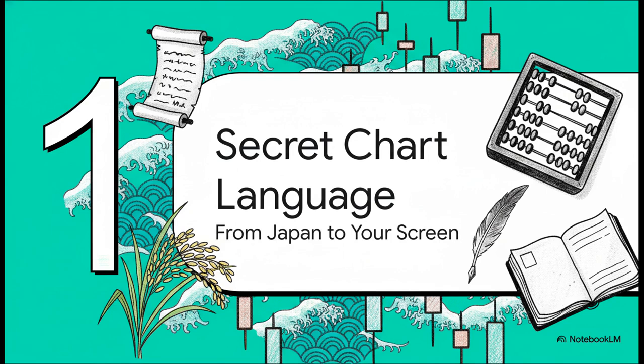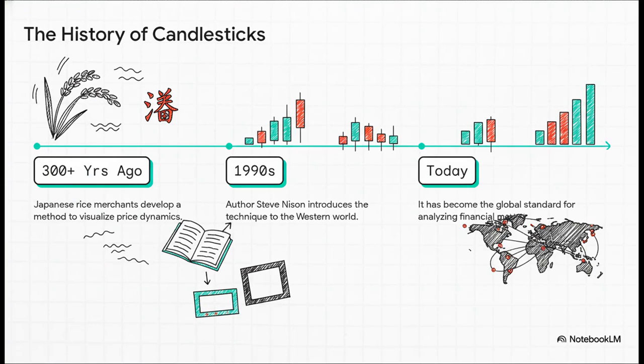To really get a handle on this language, we've got to go back in time. Way back. See, this isn't some newfangled tech trend somebody just cooked up. Nope. We're talking about a tool that's been battle-tested for centuries, long before a single computer screen flickered to life. It all started over 300 years ago in Japan, with rice merchants of all people. They needed a way to see not just the price, but the emotion, the fear and greed driving their market.